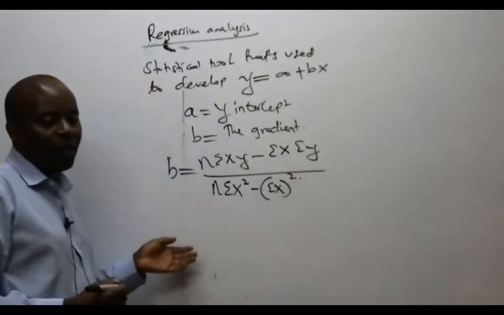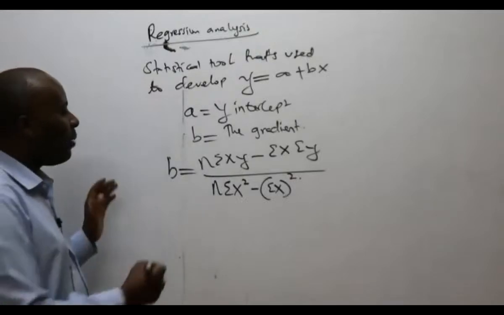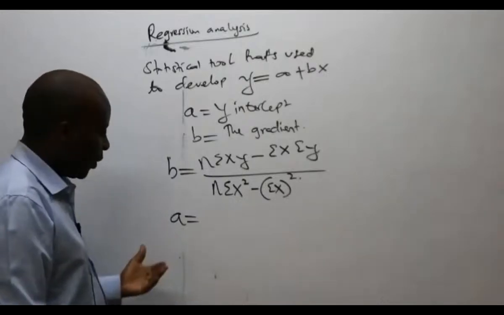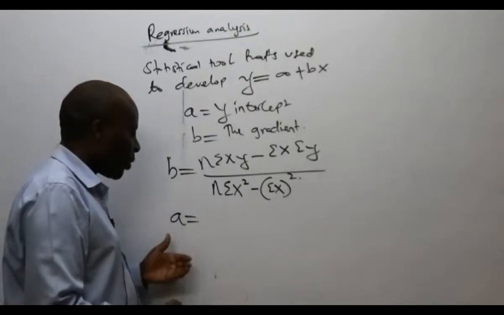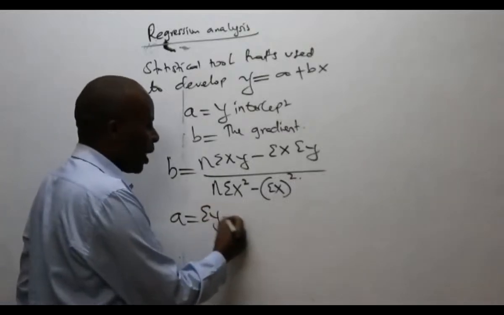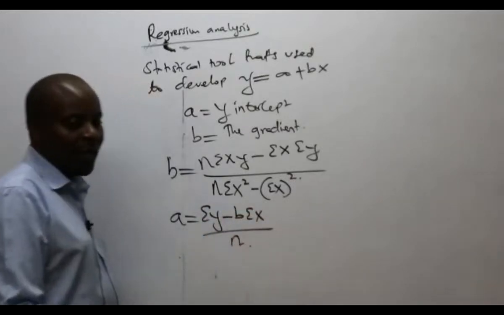So this is very important for us. To help you very quickly here, to get A, which is the intercept, we normally take summation of Y minus B summation of X, all over N.